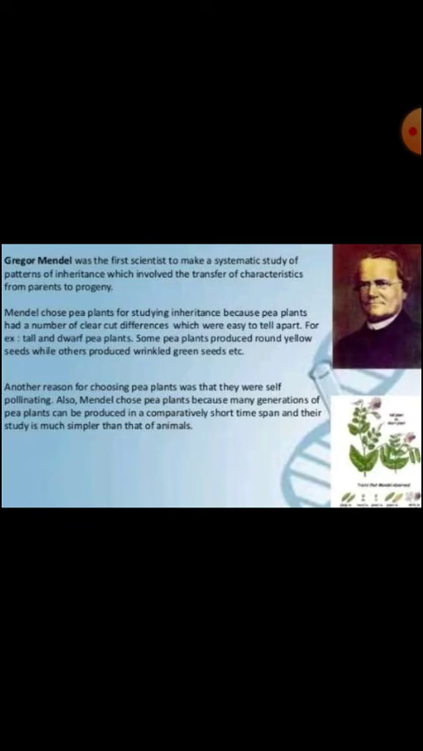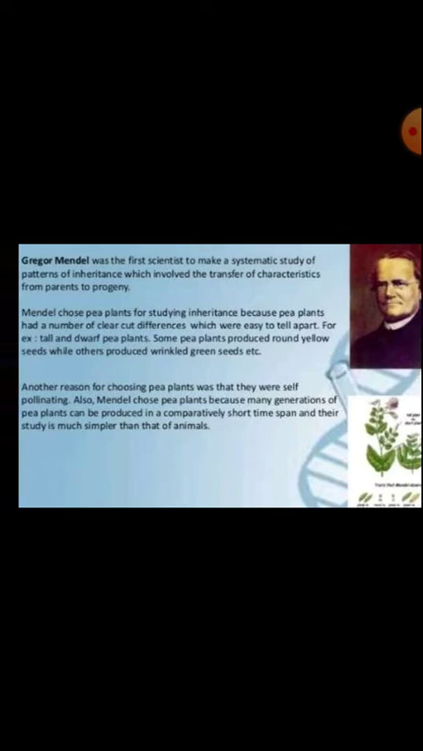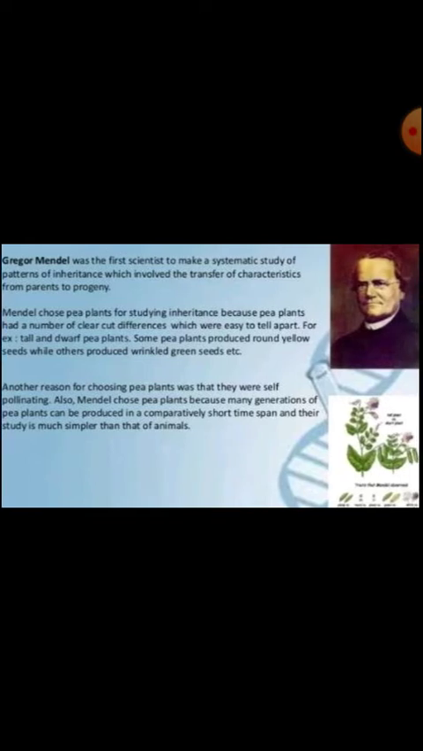Another reason for choosing the pea plant was that they were self-pollinating. Also, Mendel chose pea plants because many generations of pea plants can be produced in a comparatively short time span, and their study is much simpler than that of animals. So, these are the choices taken by Mendel, which made him successful.